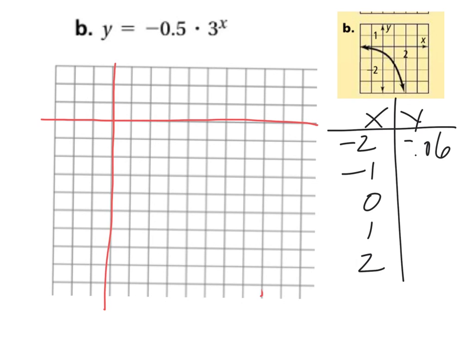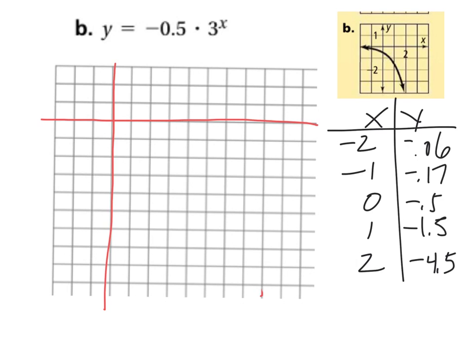And again, plugging in the -1, you're going to get -0.17. Plug in 0, you're going to get -0.5. Plug in 1, and you're going to get -1.5. And plug in 2, you're going to get -4.5. So again, if you're not certain on that, sit down and do the actual math. It's going to take the last one, just turn them negative.